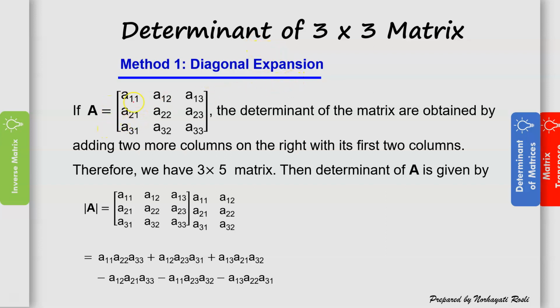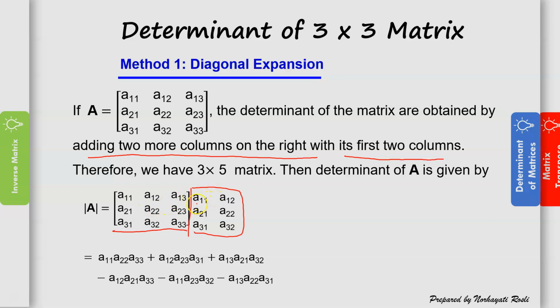If you have here matrix A, which is a 3 times 3 matrix with these elements, we can compute the determinant of this matrix by adding 2 more columns on the right with its first 2 columns. Originally we have only this part, but by using diagonal expansion, you can add another column outside of this matrix. Which column to be added here? It is the first and the second column.